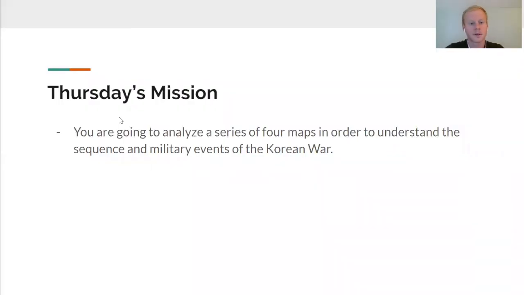So on Thursday, you're going to analyze a series of 4 maps in order to understand the sequence and military events of the Korean War. So you're going to look through 4 maps, and each of those maps is going to show a different time period in the Korean War. After you analyze those 4 maps, you're going to be able to write a paragraph saying what exactly happened during the course of the Korean War.